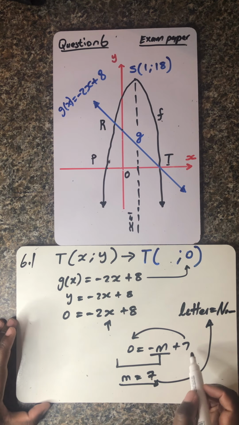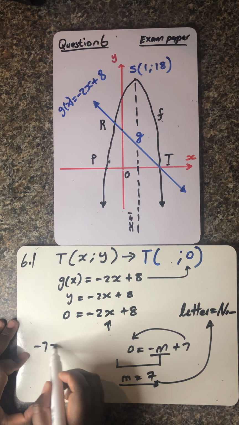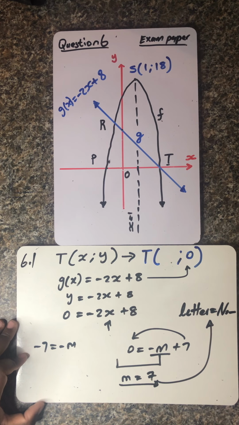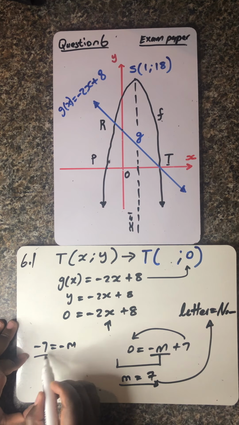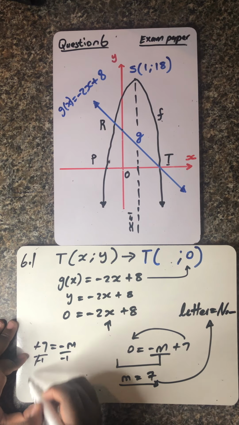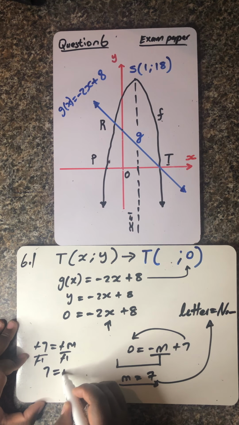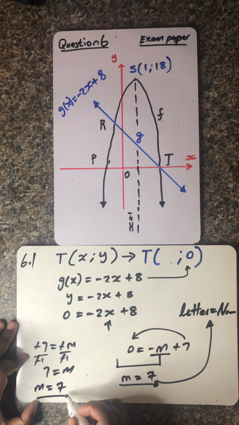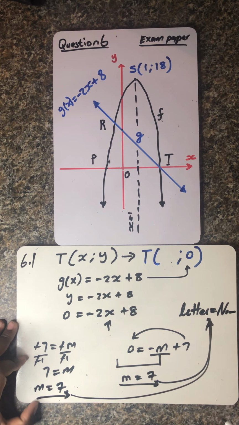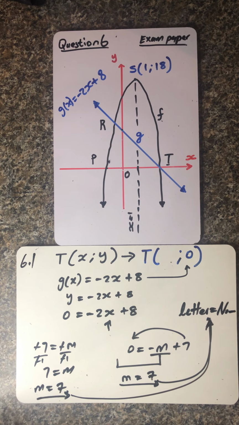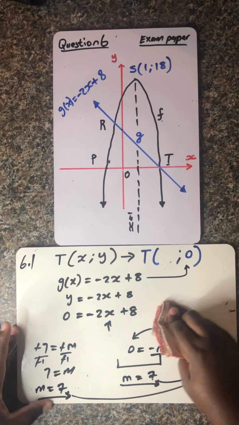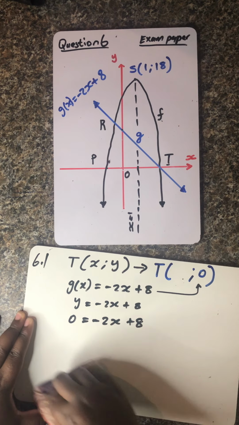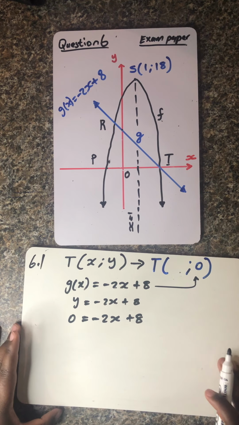But otherwise, if you want to move the number, it becomes minus 7, which is equal to negative m. From there, you need to divide by negative 1 so that the negative cancels, then you have 7 equals m. Then you're still going to rewrite it in that format. That's why I'm saying, ladies and gentlemen, it's not at all times a must that you only move or transpose the numbers. You can still move the letters to the other side.